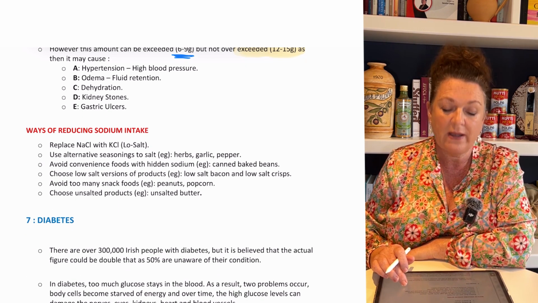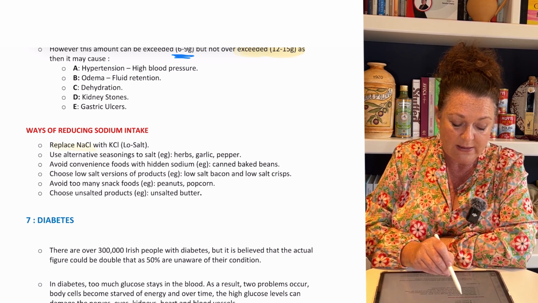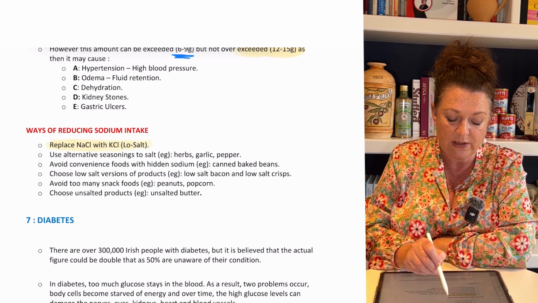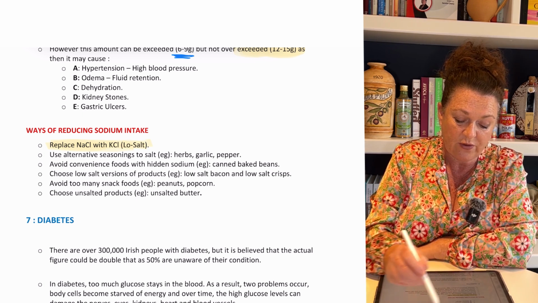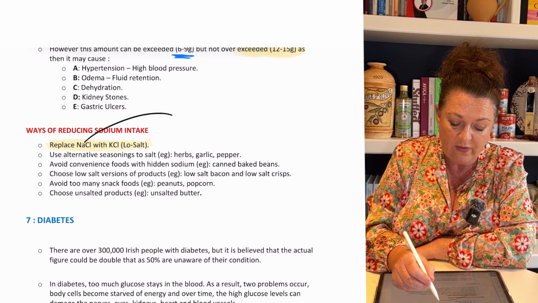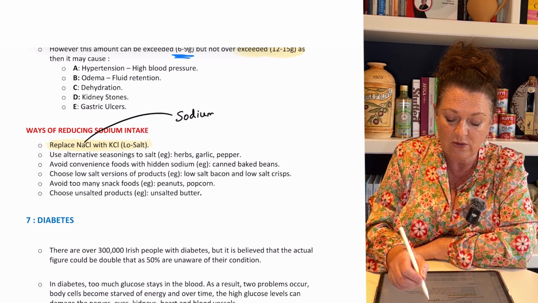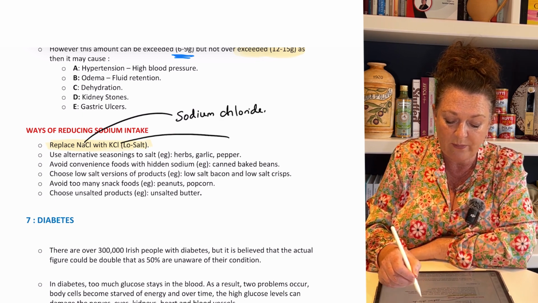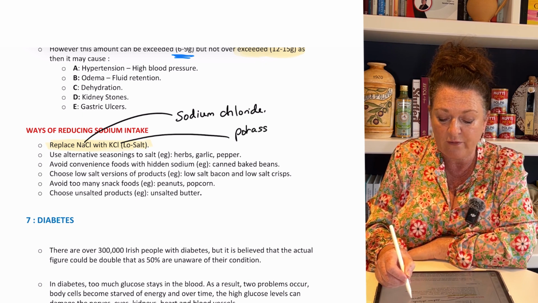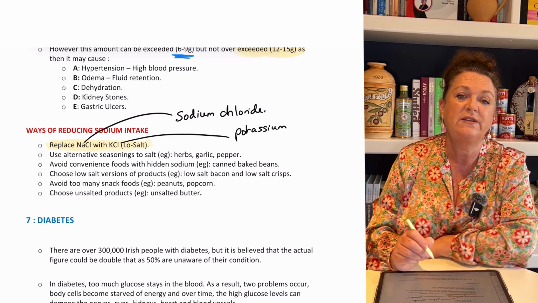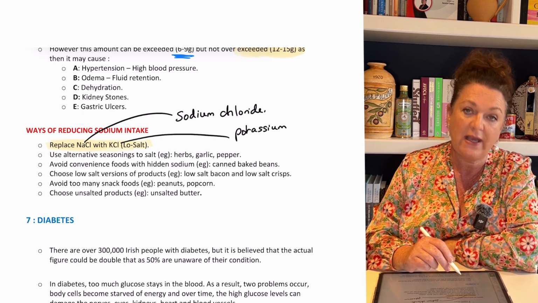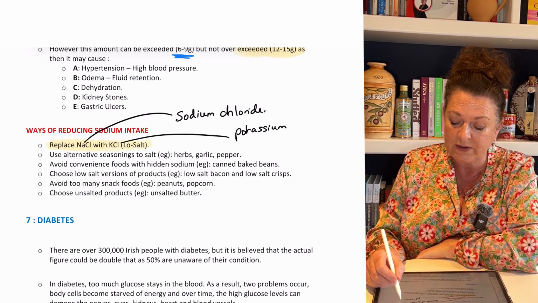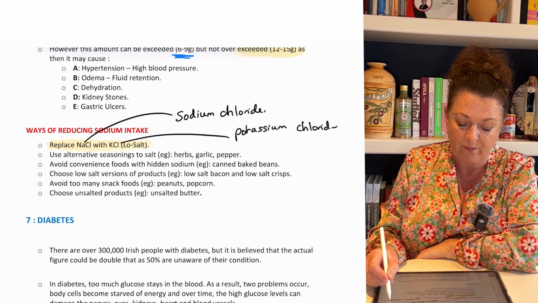So how can we cut back on sodium? Replace sodium chloride with potassium chloride, which is low salt. Now, if you don't do chemistry, just be aware that this is normal table salt, sodium chloride, and you replace it with potassium chloride. And if you're not familiar with the symbols from the periodic table, like NaCl or KCl, write the words: replace sodium chloride with potassium chloride.